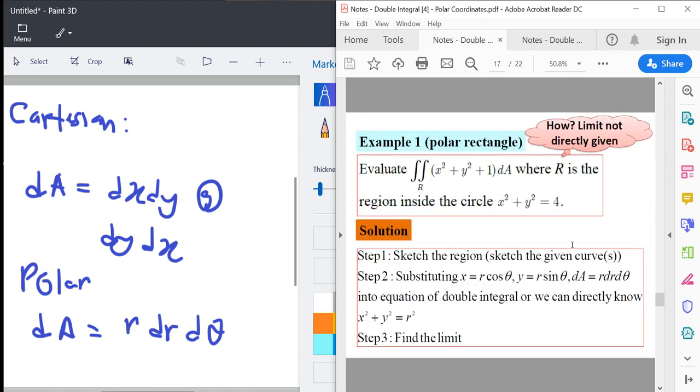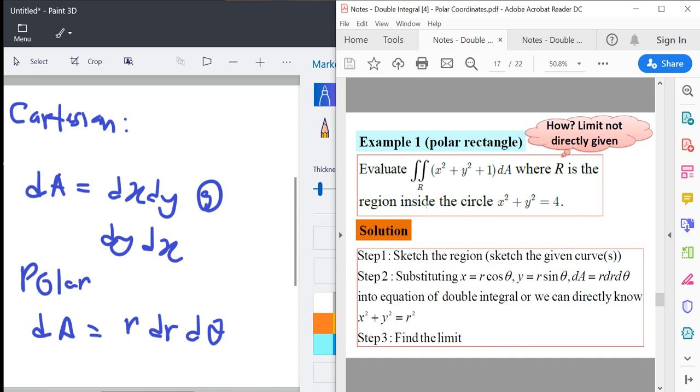So let's take a look at example 1. Evaluate, where R is the region inside the circle x squared plus y squared equal to 4. The idea to answer this question depends on the region.